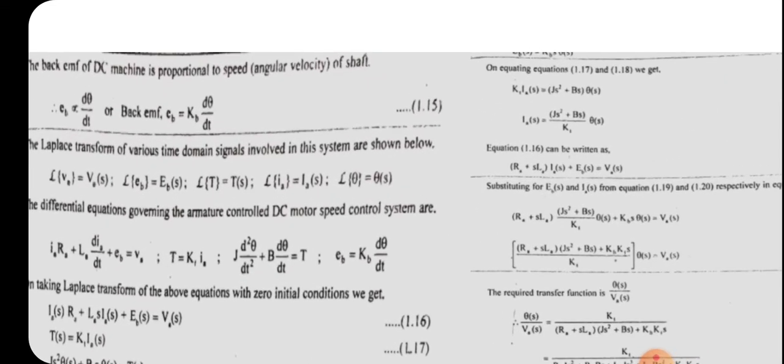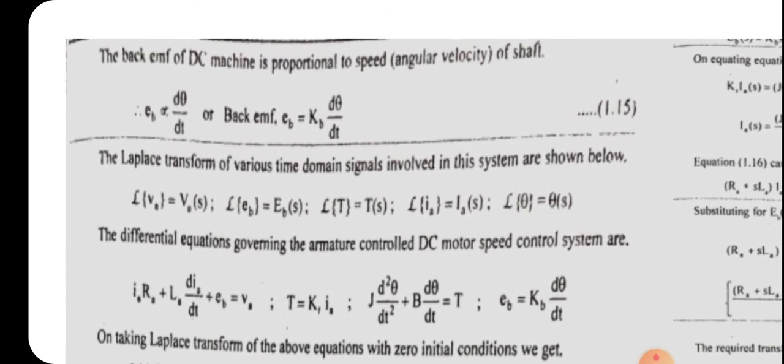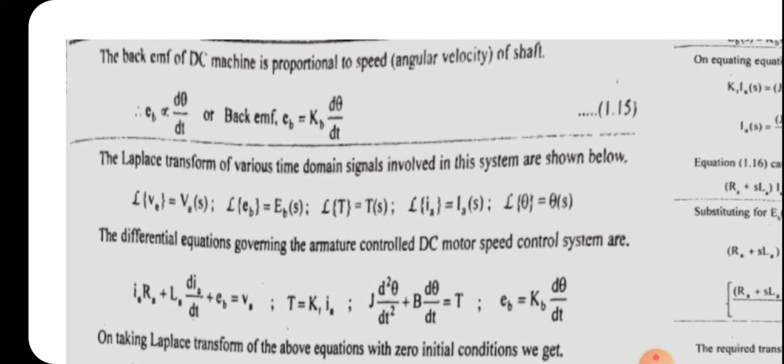So this is the mechanical system equation, and also there is a back EMF of the DC machine, and that back EMF is proportional to the angular velocity. So we can write that back EMF EB is directly proportional to d theta by dt, or EB is equal to KB into d theta by dt. KB is the back EMF constant.